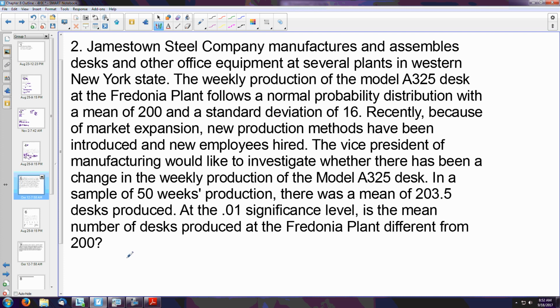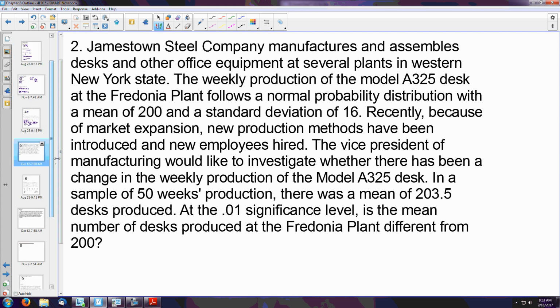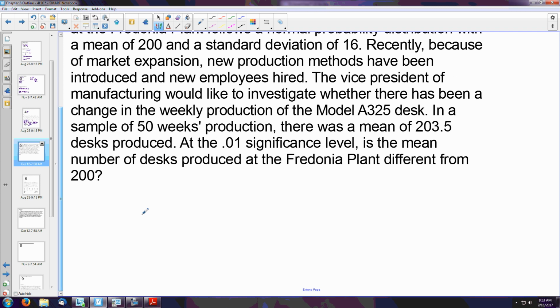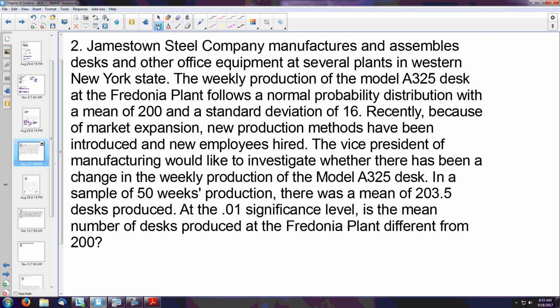Recently, because of market expansion, new production methods have been introduced and new employees hired. The VP of Manufacturing would like to investigate whether there's been a change in weekly production of this desk. In a sample of 50 weeks' production, there was a mean of 203.5 desks produced. At the 0.01 significance level, is the mean number of desks produced at the Fredonia plant different from 200? So we have a rough idea what they're looking for.